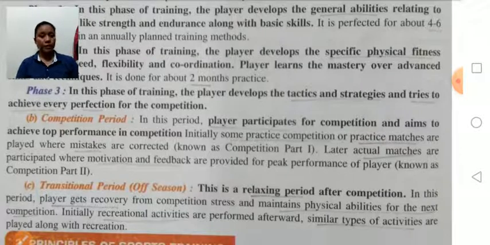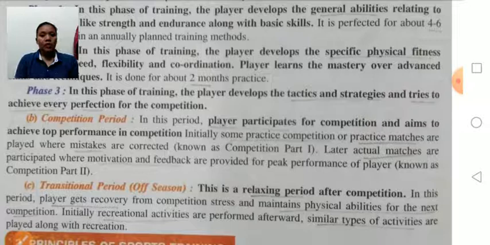In the competition period, initially some practice competitions and practice matches are played before the competitions, where their mistakes are corrected. After the practice matches, the players participate in the actual match, where motivation and feedback are provided to improve their performance and to motivate the players.